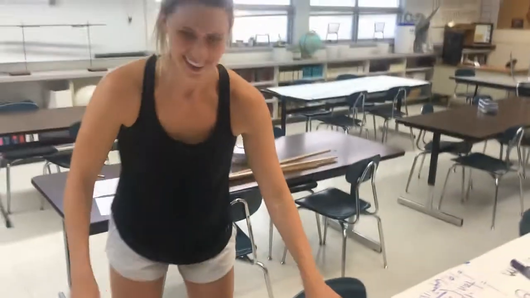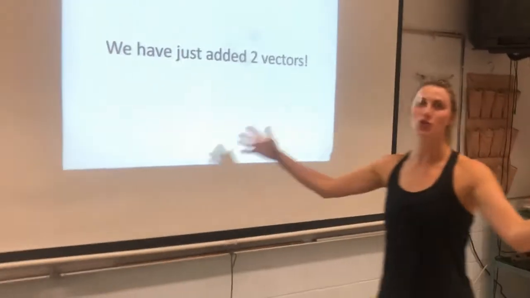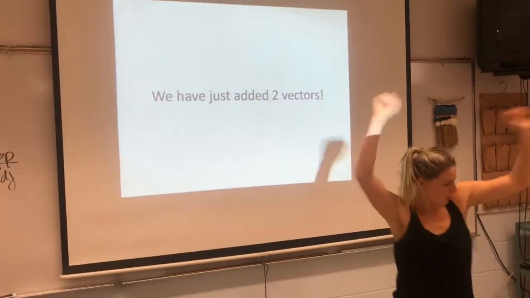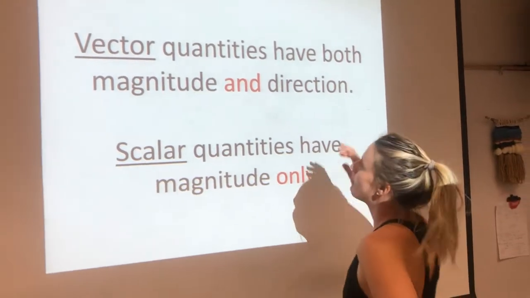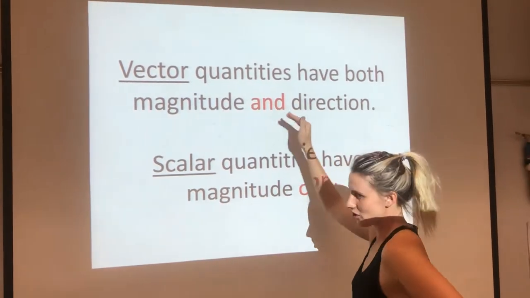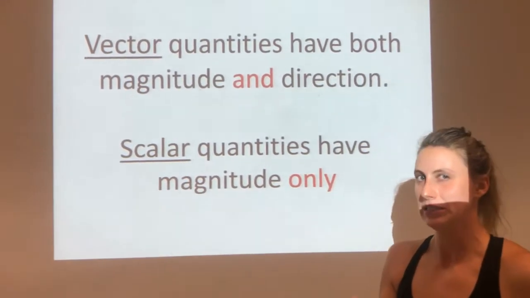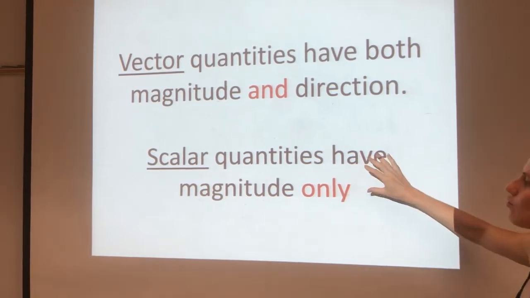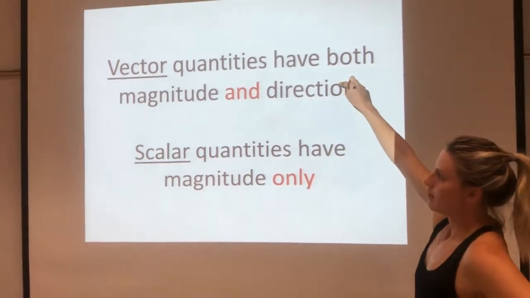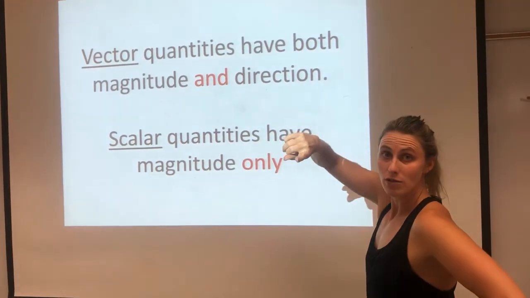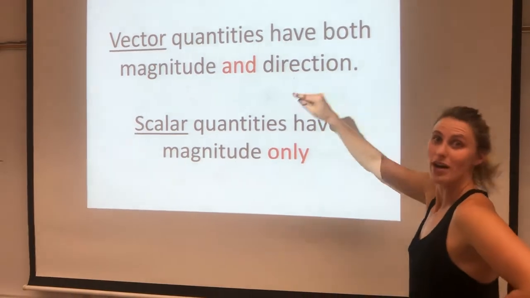Sweet, okay. All right, so what did we just do? We have just added 2 vectors. Woohoo! What's a vector, Miss Moore? I'm glad you asked. So vector quantities have both magnitude and direction. So we just got our magnitudes. Have we got our direction yet? Scalar quantities have magnitude only. When we are talking about the triangles that we just did right there, those are going to be vectors. So we still have to talk about direction. We've got our magnitude. We'll get to that in a minute.